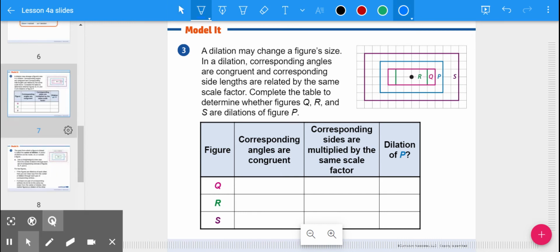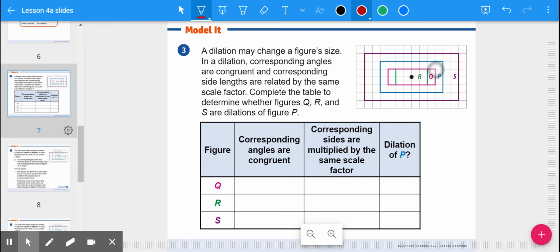It says a dilation may change a figure's size. In a dilation, corresponding angles are congruent and corresponding side lengths are related by that same scale factor. Complete the table to determine whether figures Q, R, and S are dilations of figure P. So figure P is in blue. So let's look at figure Q. That's the red one.